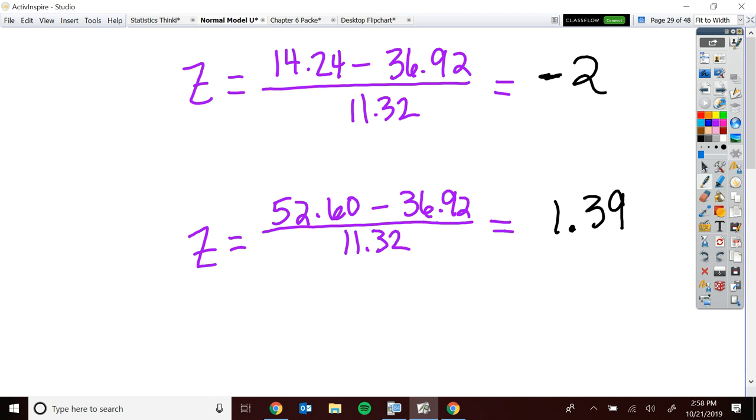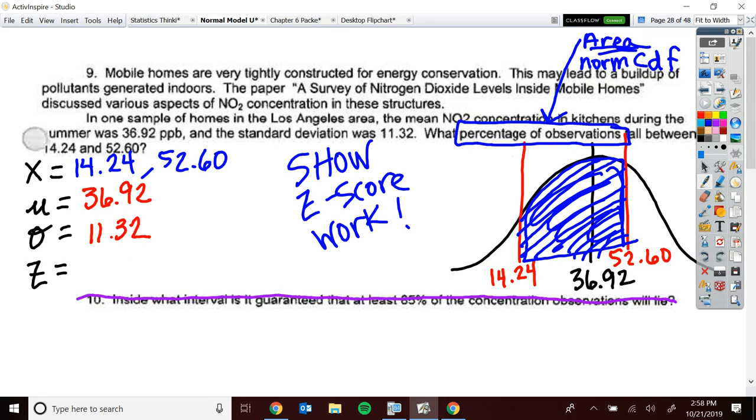I have it written on this next thing here. There it is. Here's your X minus the mean over the standard deviation, X minus the mean over the standard deviation. You had to show both of those things right there, including the Z equals. I don't make the rules. I just teach you how to play by them. Z equals the X minus the mean over the standard deviation. And so you have two Z-scores, negative 2 and 1.39.